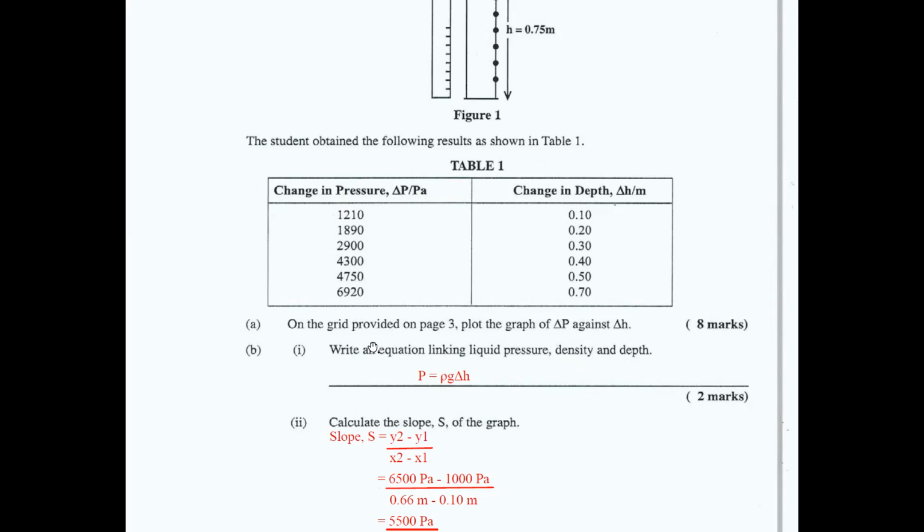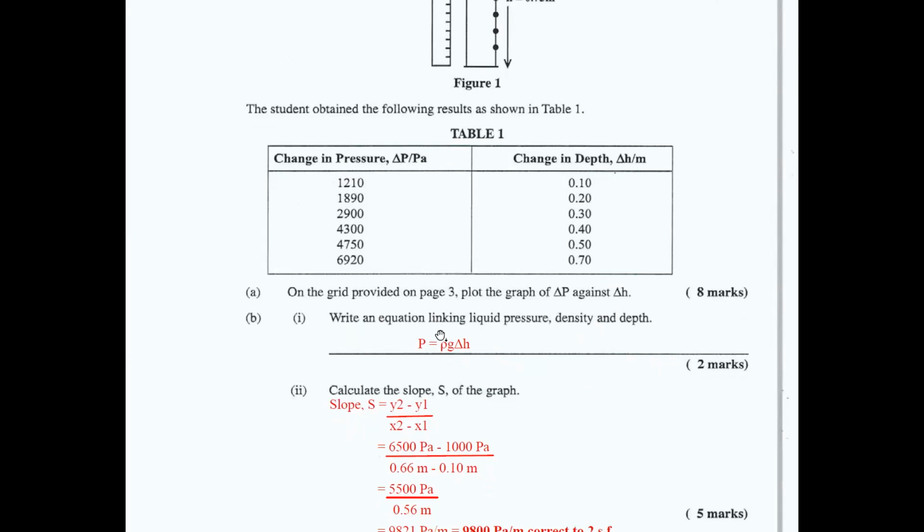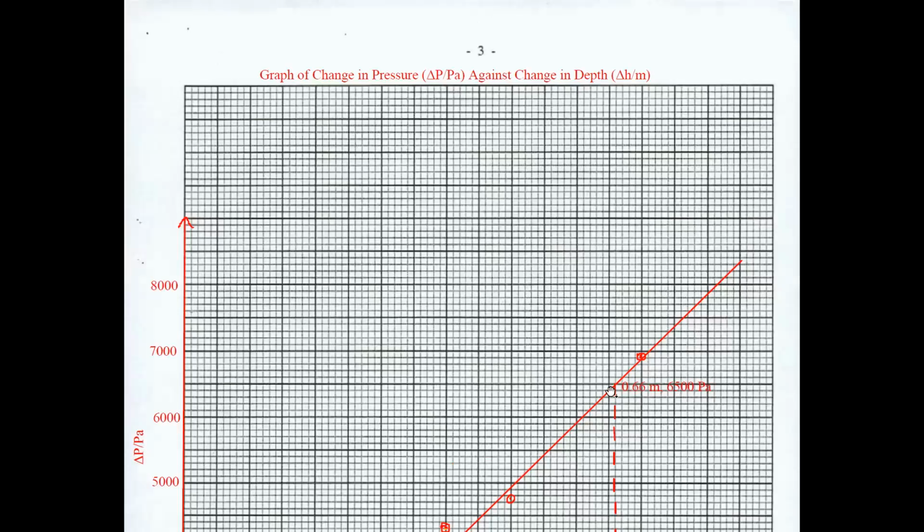We're going to look at that graph, but let's see this question here. It says write an equation linking liquid pressure, density, and depth. The formula for liquid pressure, or fluid pressure, is equal to rho times g times the change in height or depth. The rho here is the density of the fluid, whether it's a liquid or a gas. G is the gravitational field strength, which we normally just call gravity. So when you are calculating the pressure in a fluid, you will use this equation: pressure is equal to density of the fluid times the gravitational field strength times the height or the depth. Now let's look at the graph.